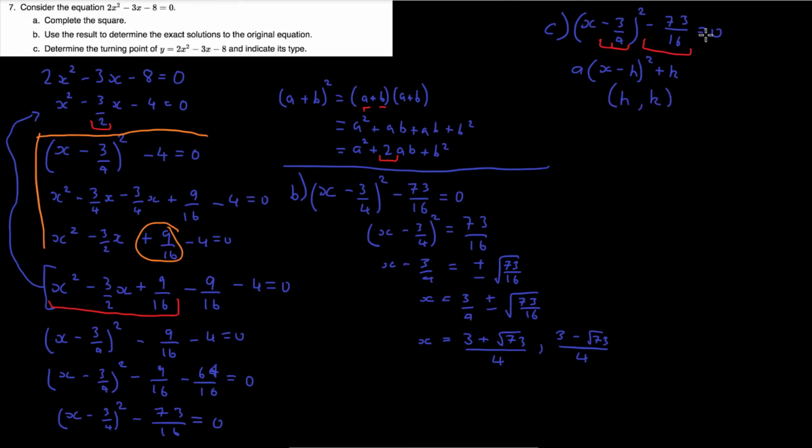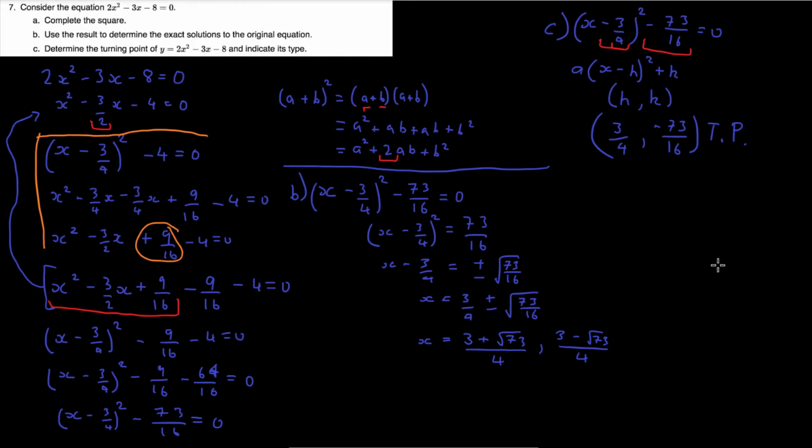So hopefully you can see what's going to be the case here. The turning point of this equation will just be 3/4 and not negative 3/4, and negative 73/16. And that will be the coordinates of the turning point.